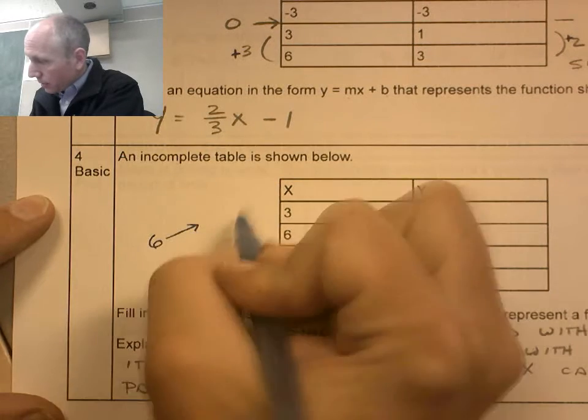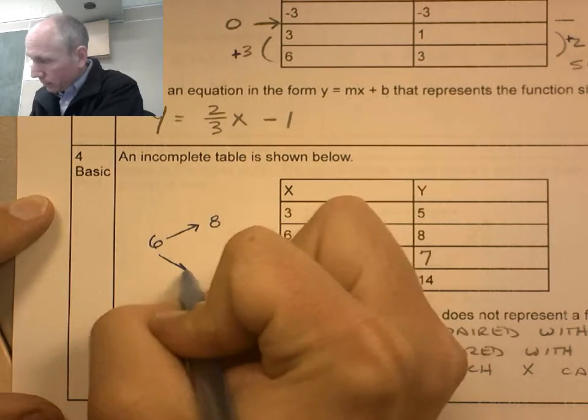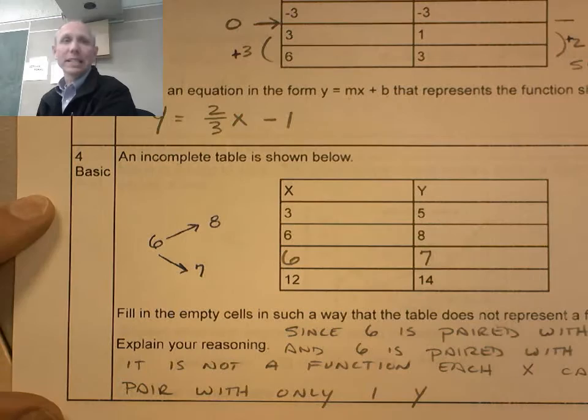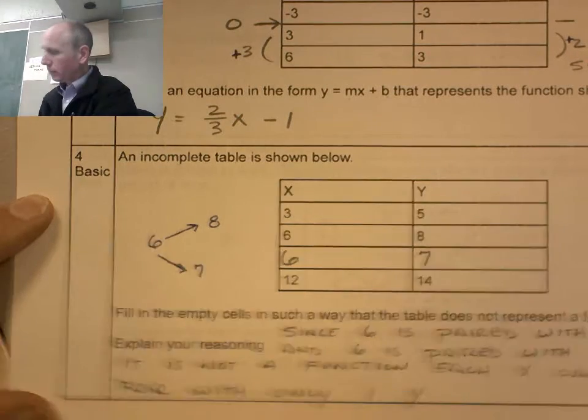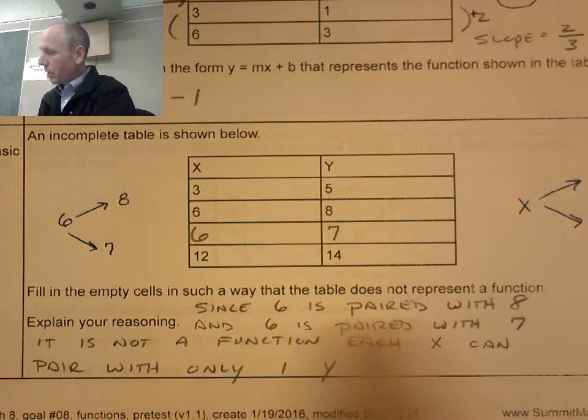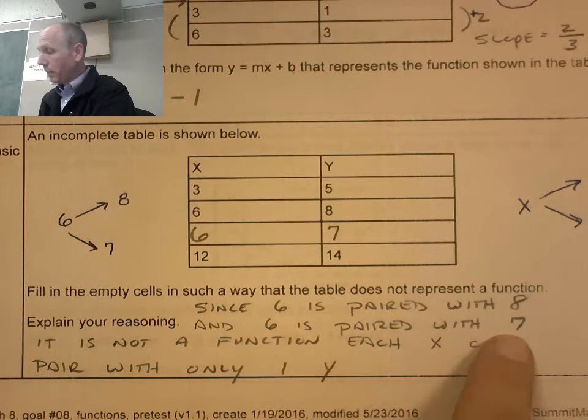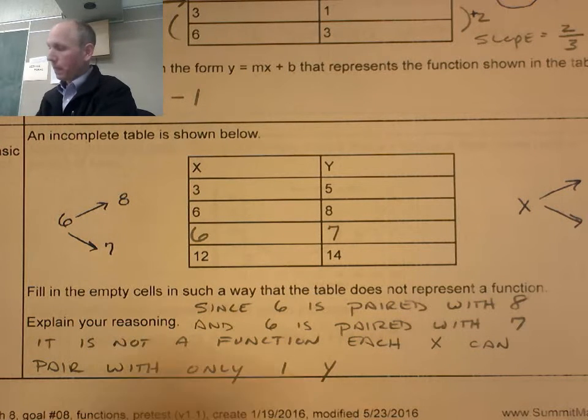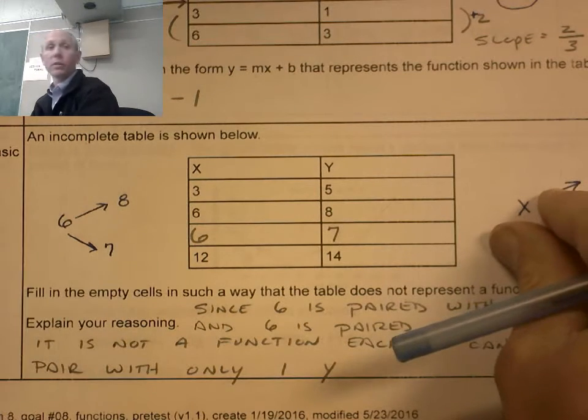Anytime I see this, that means it is not a function. So what's my explanation? Since 6 is paired with 8 and 6 is paired with 7, it is not a function. Each x can pair with only one y. And this is an x pairing with two y's, not a function.